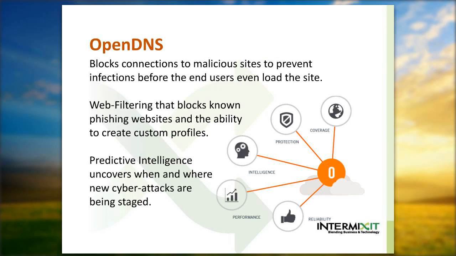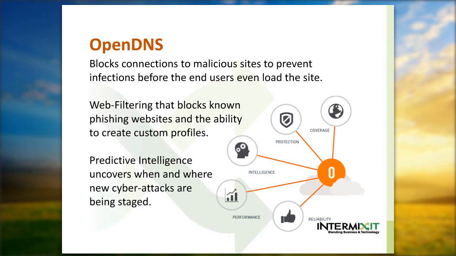OpenDNS is a great tool. I highly recommend it for individual users, corporate users, businesses, enterprises of all sizes. It blocks connections to malicious websites to prevent the infections before the end users even load the site. Kind of how OpenDNS works is you have internally on your network your computer, which is talking to the DNS server, which is typically the DNS server in-house. That DNS server is then routing everything out to the internet or to another DNS server, typically a Google DNS or OpenDNS, or there's many public DNS entries that you can use. So what OpenDNS does is it filters and scans for phishing websites, and it has a huge database of sites that are known to be suspicious or known to be related to phishing or malware. And it just blocks it before it even gets to your DNS server or your workstation.